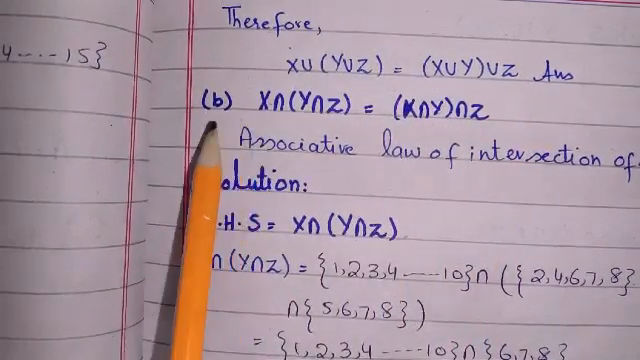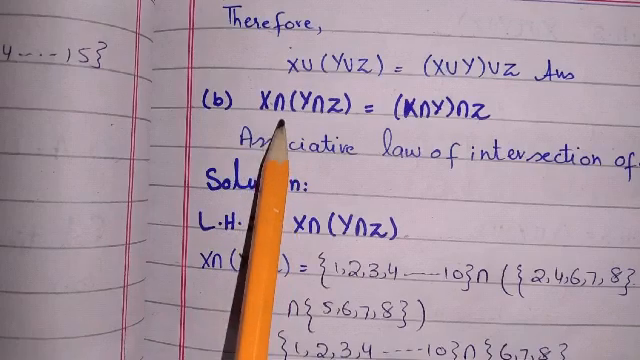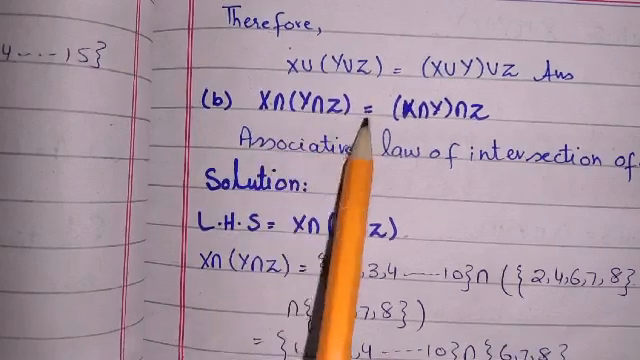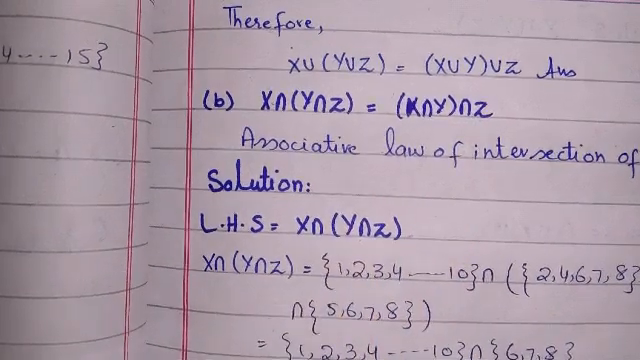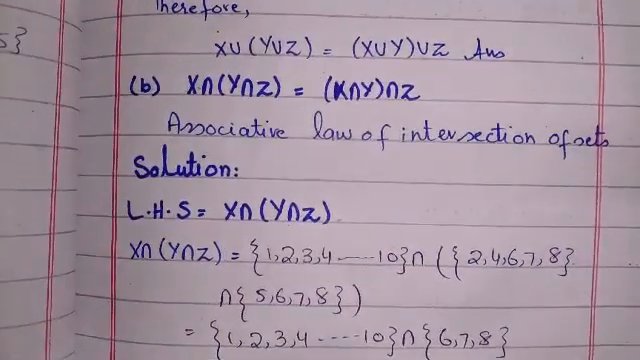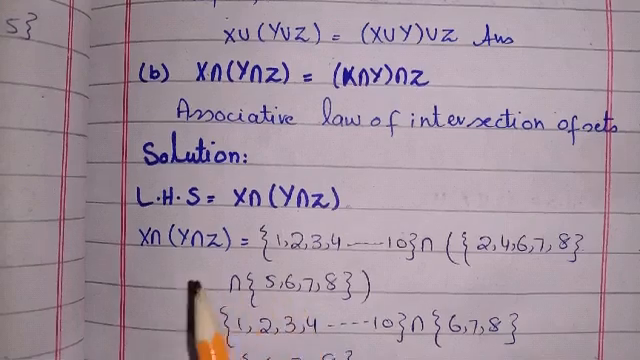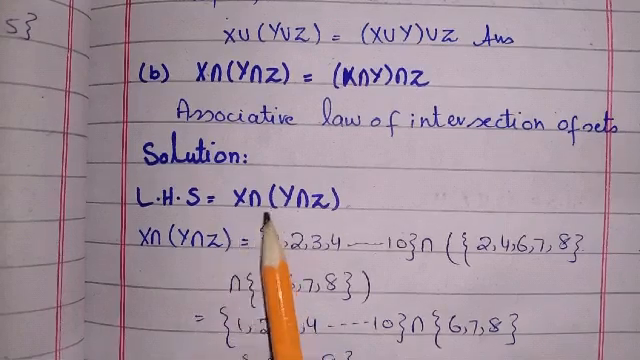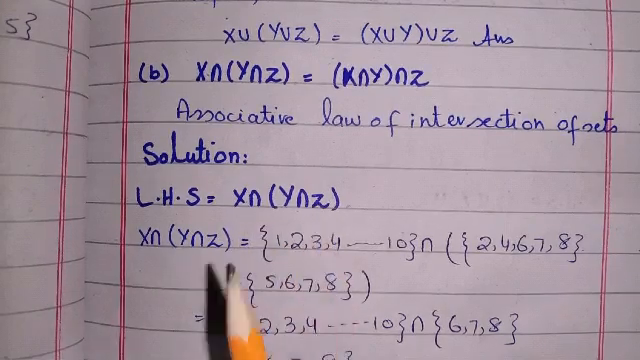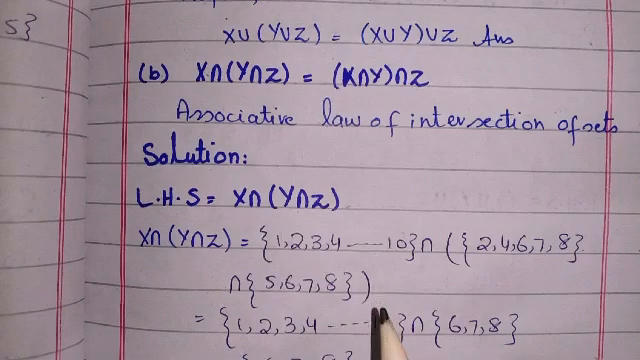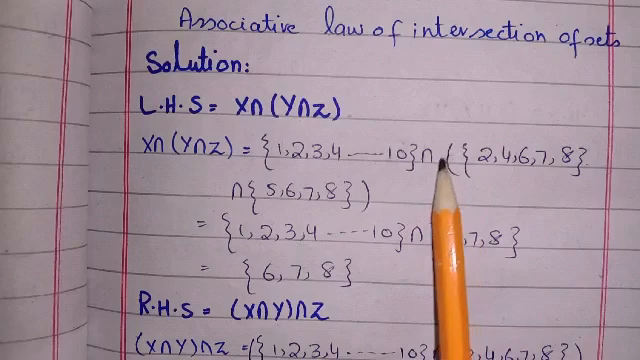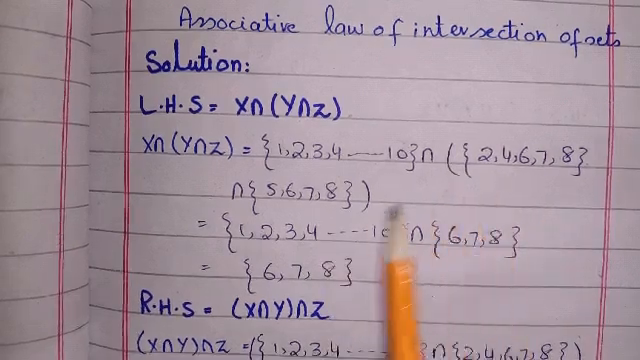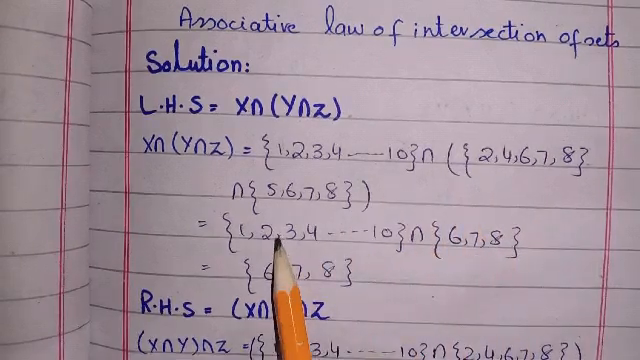Now students, here is our second requirement, which is X intersection (Y intersection Z) is equal to (X intersection Y) intersection Z. This is our associative law of intersection of sets. Students, we will solve our left hand side first. We will write X intersection Y intersection Z. We will write all the three sets side by side. We will write the X set first, then intersection, then Y and Z sets within brackets. We will write the X set as it is.